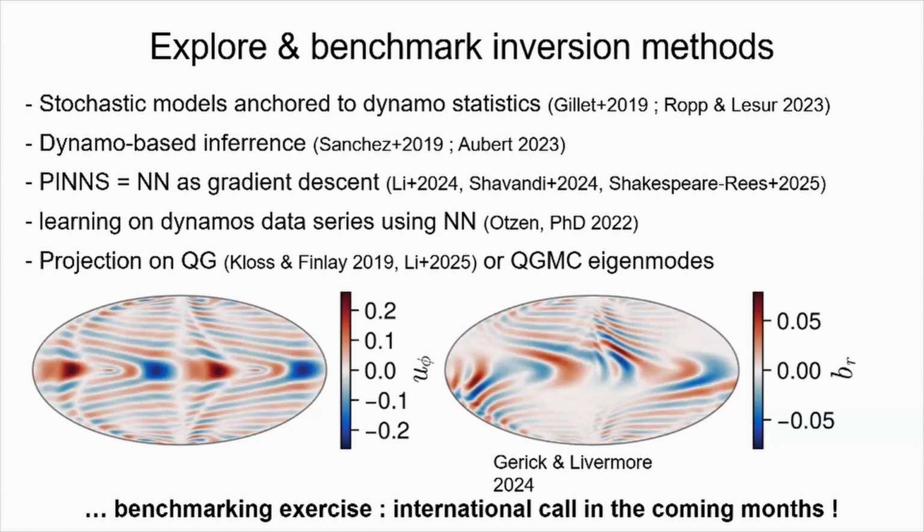With this project, which has been running for 2 years now, we will propose a benchmark of several inversion methods for the reconstruction of the core dynamics from magnetic observation. I have listed here a non-exhaustive list of possible tools. You can use stochastic models anchored to dynamo, dynamo-based inferences, or machine learning methods. You can also learn using dynamo series with neural networks. You could project onto eigenmodes. There are several ways of doing that.